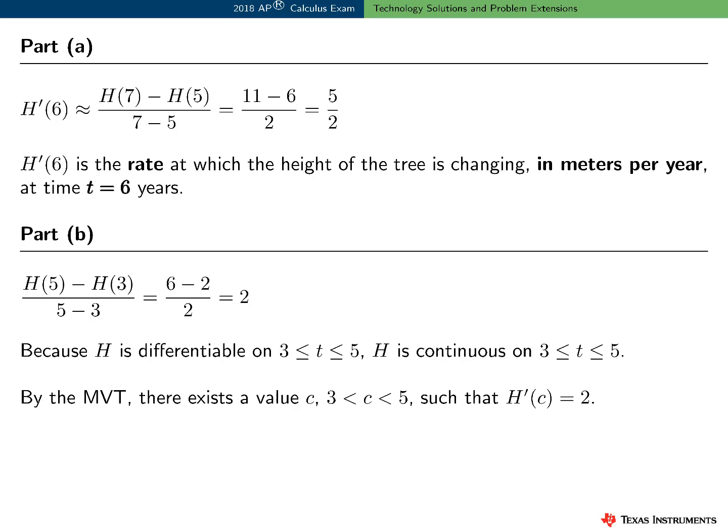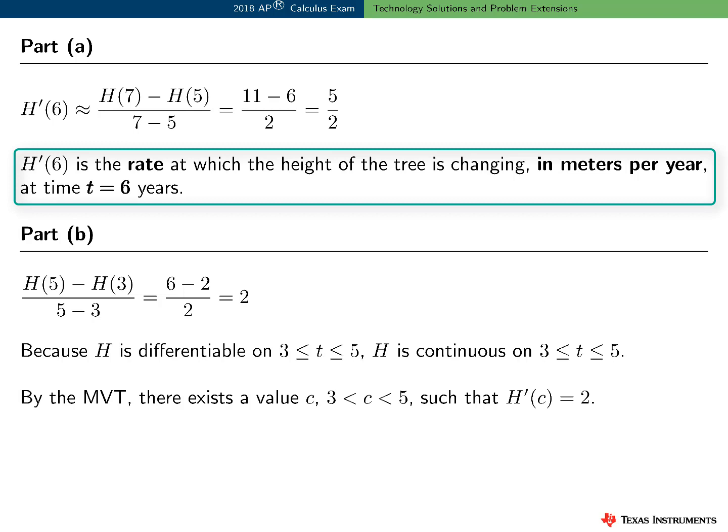Even though this question was not calculator active, I'm going to show some ways to explore and confirm the solutions where appropriate. Now, that said, I don't think we need technology in Parts A or B. In Part A, the student simply needs to find the appropriate quotient that leads to the best approximation for h prime of 6. And in this problem, that means h of 7 minus h of 5 divided by 7 minus 5. In the interpretation, the student must include the word rate, the units meters per year, and indicate that h prime of 6 refers to a specific instant in time, not an interval.